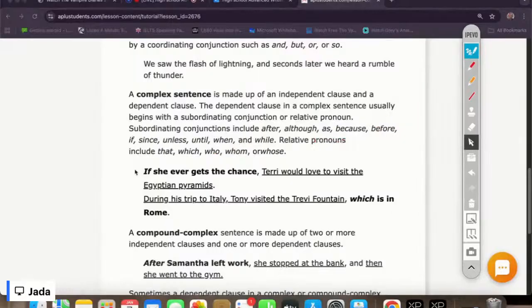Okay. So a complex sentence is made up of an independent clause and a dependent clause. In a complex sentence, the dependent clause usually begins with a subordinating conjunction or relative pronoun. So just like we have: If she ever gets a chance, Terry would love to visit the Egyptian pyramid. So, if is a subordinating conjunction. And then: During his trip to Italy, Tony visited the Trevi Fountain, which is in Rome. So, which is a relative pronoun.